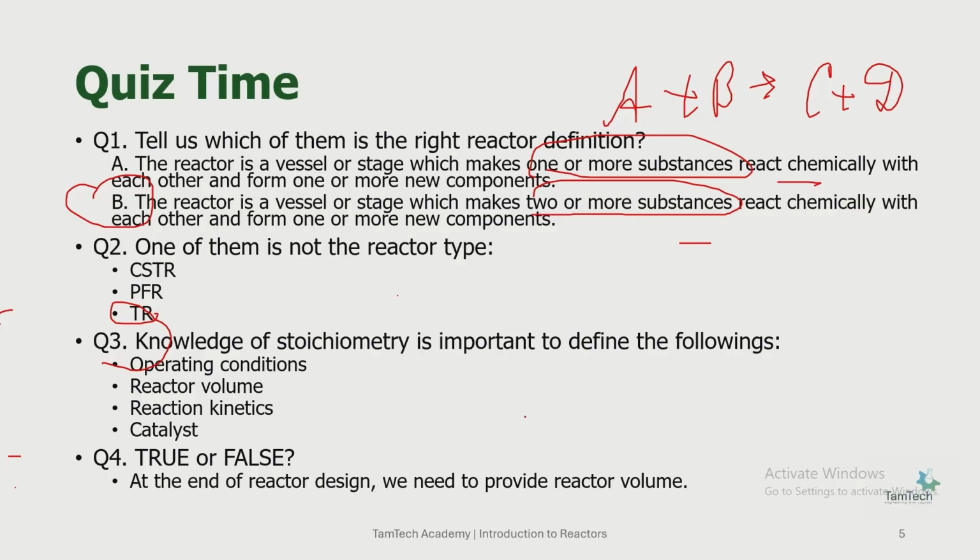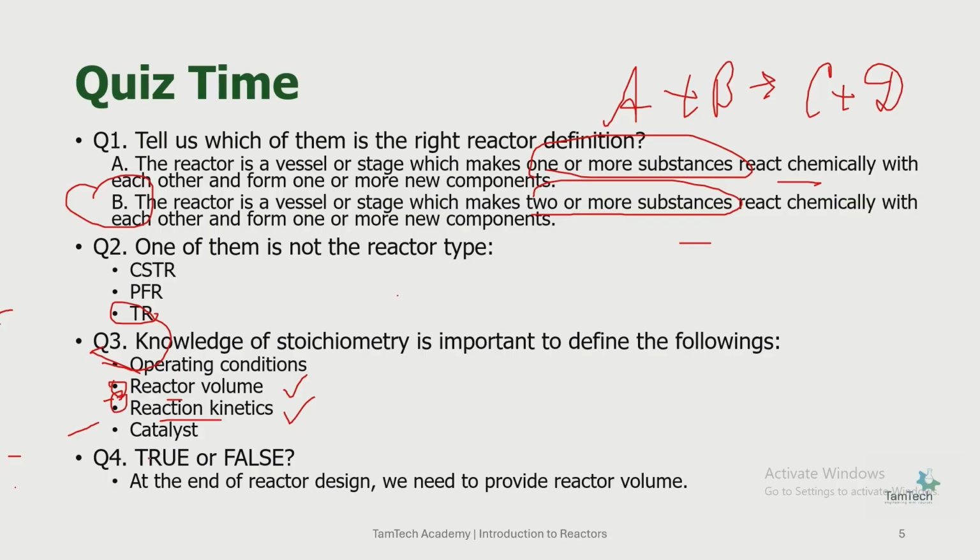Knowledge of stoichiometry is important to define the following. We discussed this as well. Stoichiometry is not important to define operating conditions. Reactor volume, yes, because you need to find out your reaction rates. Also reaction kinetics, that's right, because reaction rates and kinetics will be defined together. And catalyst, no, stoichiometry doesn't dictate anything for the catalyst. The right answer is the second and the third option.